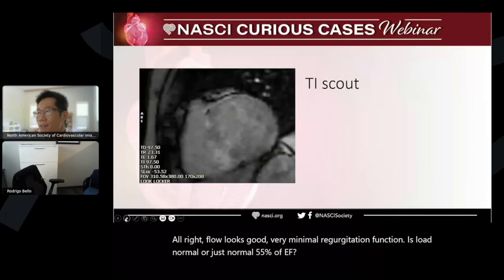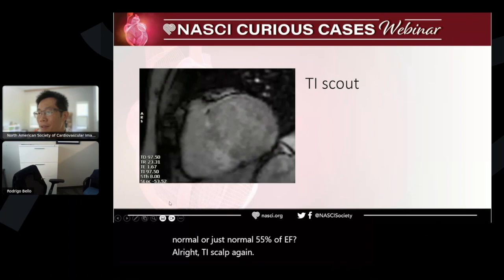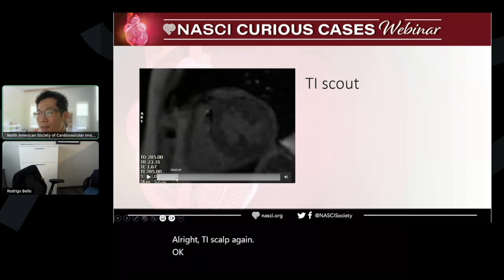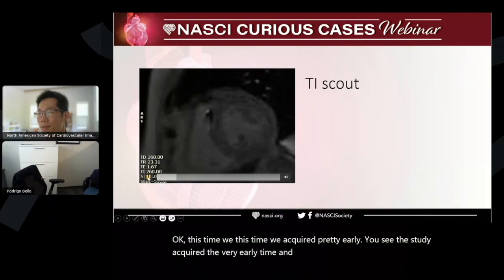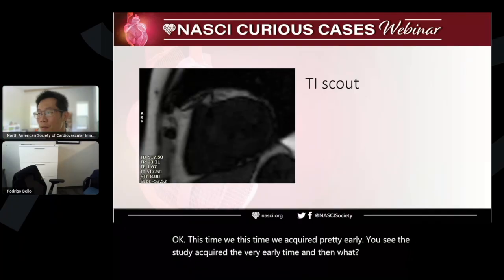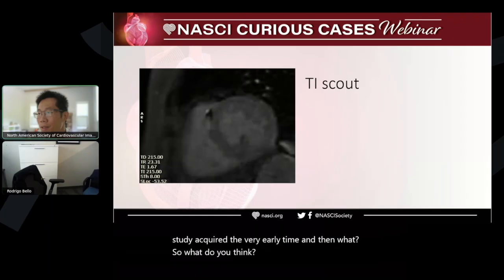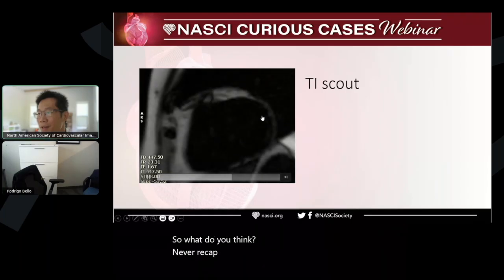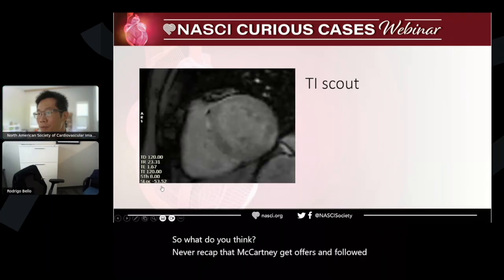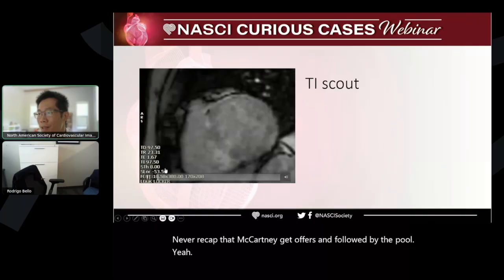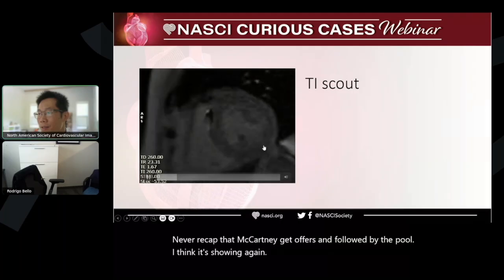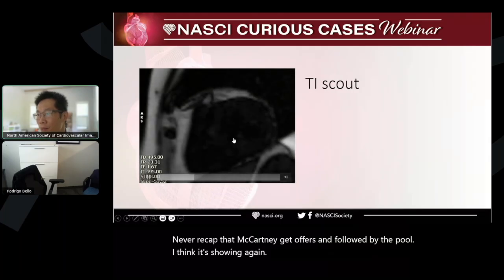All right. TI scout again. Okay, this time we acquired pretty early. You see, they started acquiring at a very early time, and then what? So what do you think? Let me recap that. Myocardium gets nulled first, followed by the blood pool. Yeah, I think it's showing it again. Myocardium gets nulled, followed by blood pool. Is that normal?